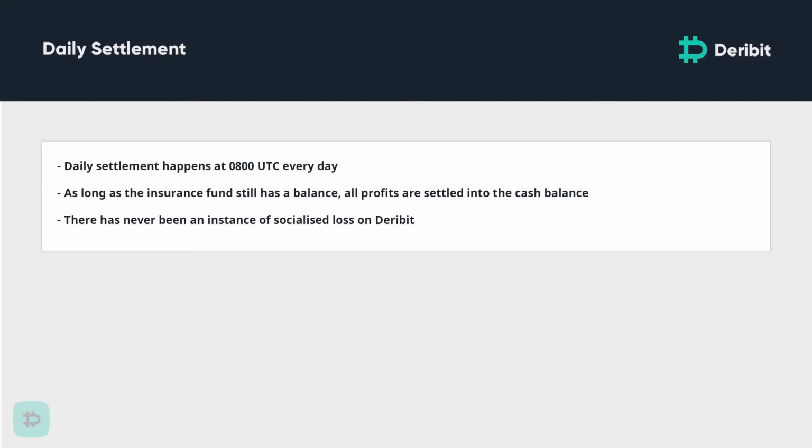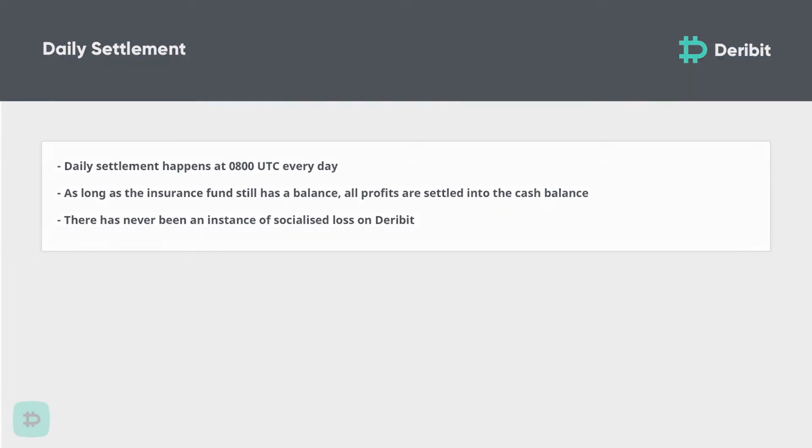Each day at 0800 UTC, as long as the insurance fund has not yet depleted, i.e. there is no socialized loss situation, all of the profits from the previous session are settled into the trader's cash balances in full. And thankfully, due to the way the insurance fund system has been structured, and also in part due to Deribit's incremental liquidation system, there has never been an instance of socialized losses on Deribit.